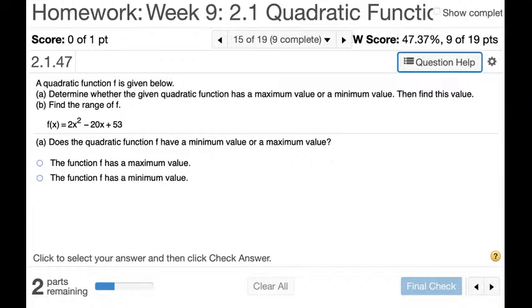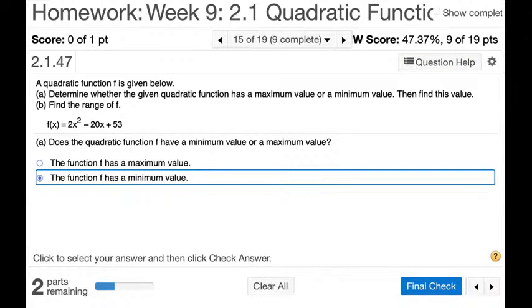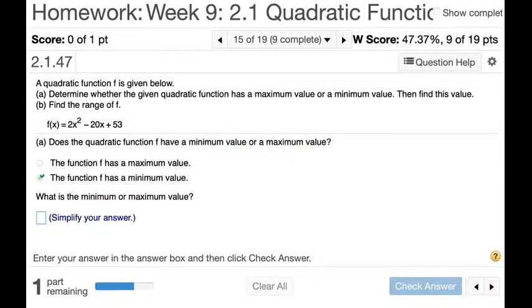Does the quadratic function have a max or a min value? Okay. Well, here, we don't need to do anything here. So now, this is a parabola, and notice the leading coefficient is positive. So that means the parabola opens upward. That means we have a minimum value. What is the minimum value? So the minimum value is going to occur at the vertex, so we need to find the vertex of this.